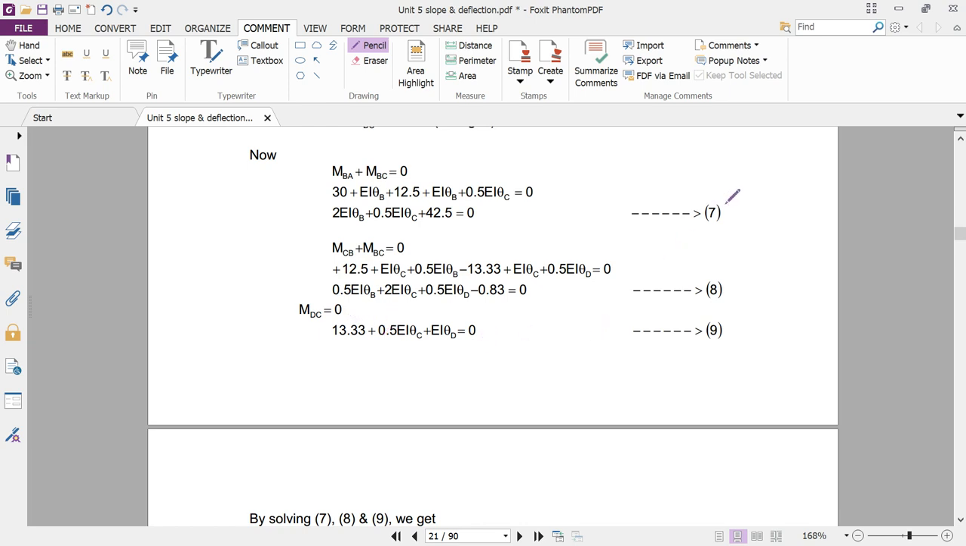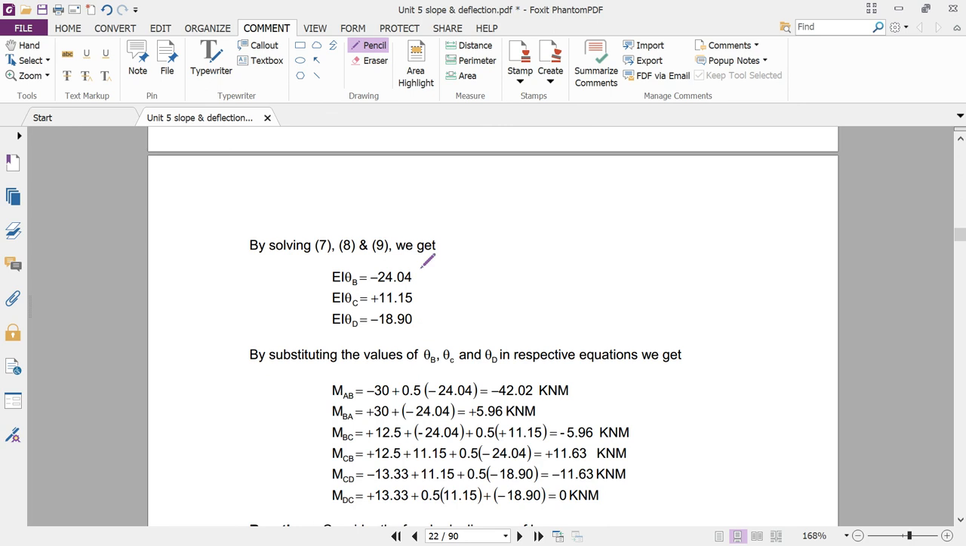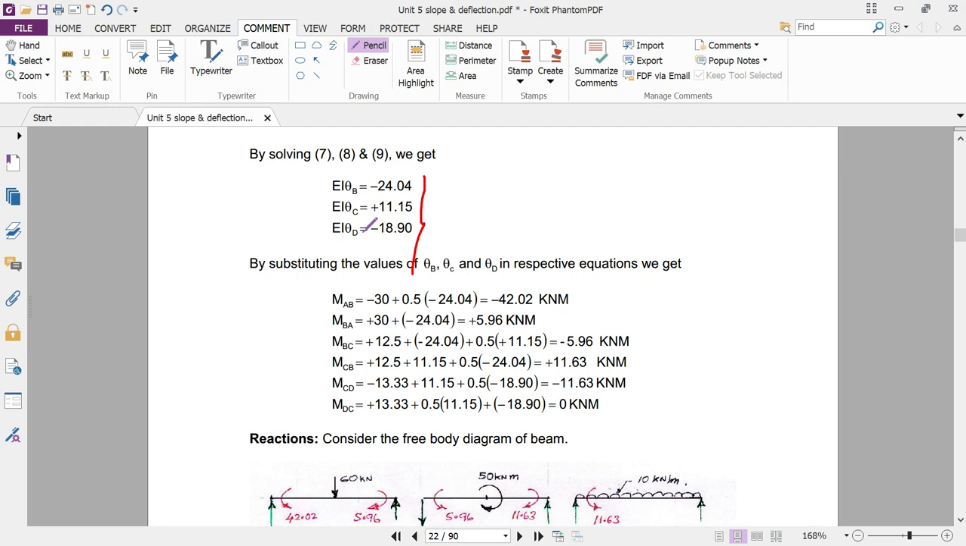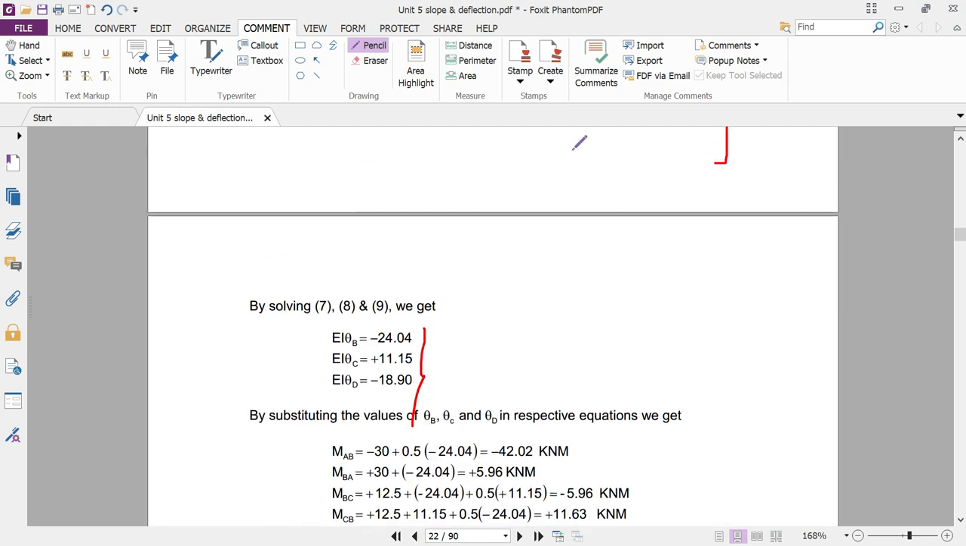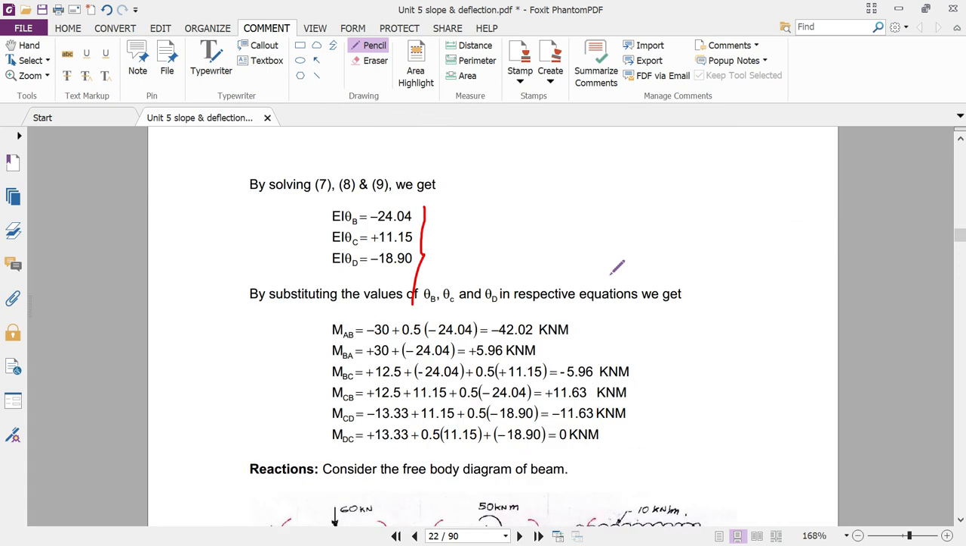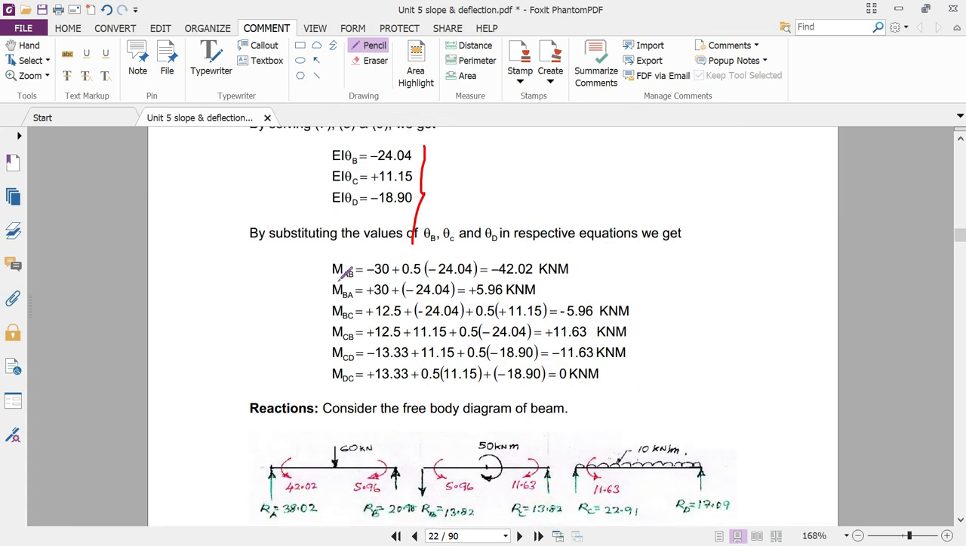Once you get the final 3 simultaneous equations, since we are going to calculate the 3 unknowns, a minimum of 3 equations is required. These are equations 7, 8 and 9. Now solve these simultaneous equations on your calculator and you will get theta B, theta C and theta D. Then substitute these values in equations 1 to 8 wherever applicable. You will get the final hogging moments M of BA, BC, CB, CD and DC.